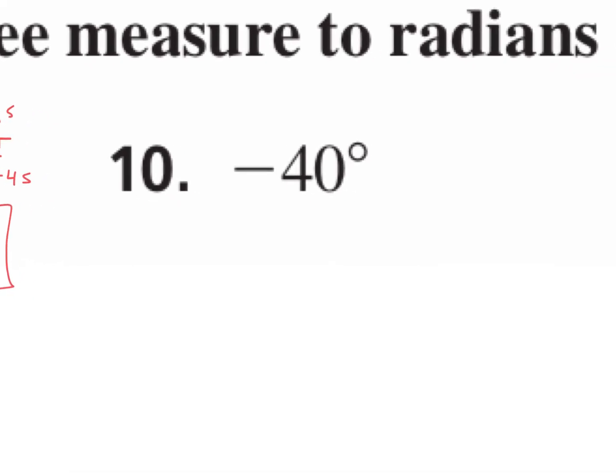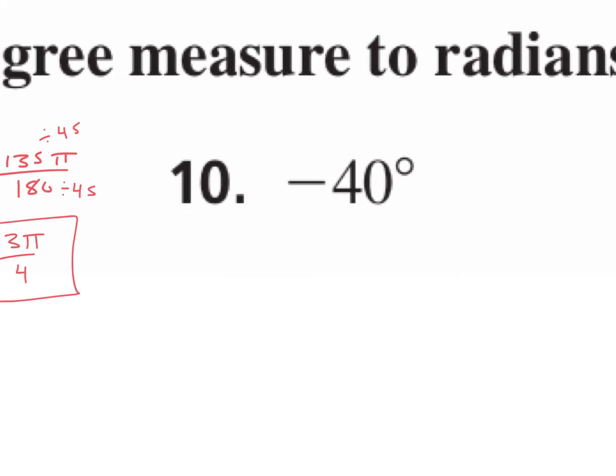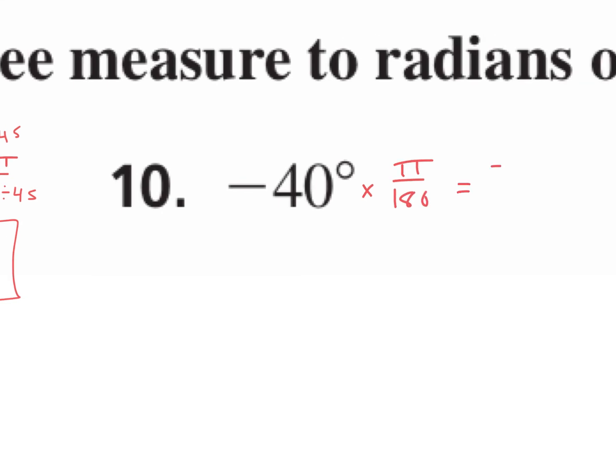All right, let's look at number 10. 10 is not one of our special ones. How do we convert this to radians? Multiply by pi over 180. So we get negative 40 pi over 180. We can cross out the zeros. So negative 4 pi over 18. We can divide both by 2. So we get negative 2 pi over 9.